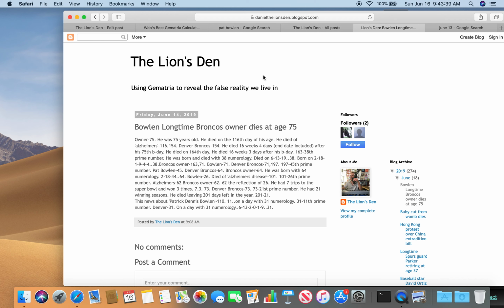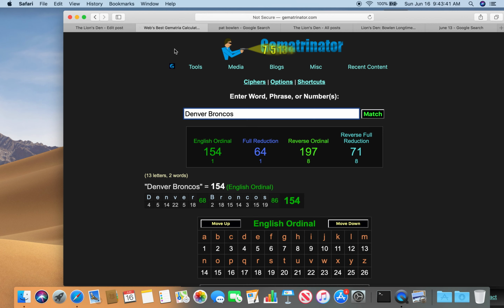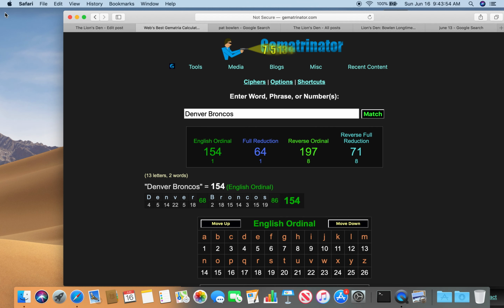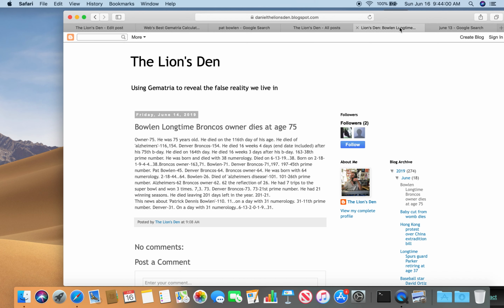163 is the 38th prime number. Cool thing about this calculator is you can go to number properties, type in 163, and it tells you it's the 38th prime number. Isn't that great? So he's born and he died with 38 numerology.